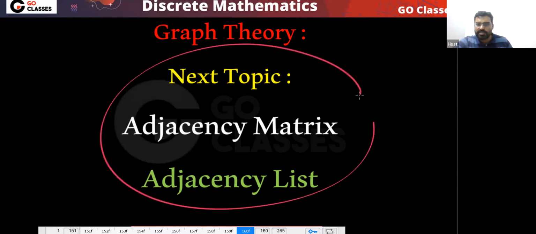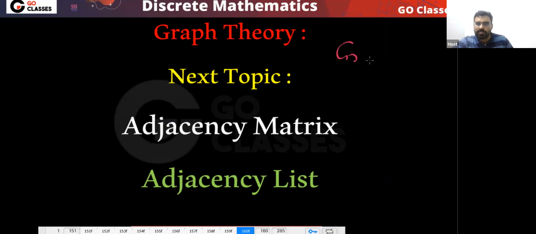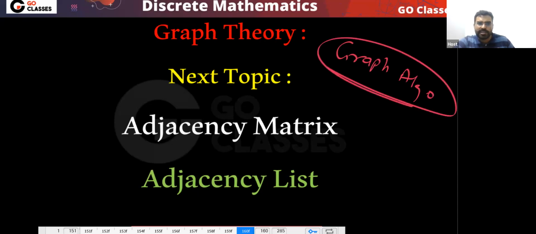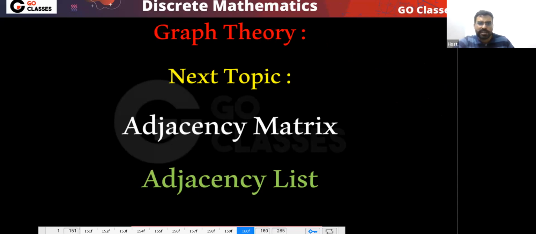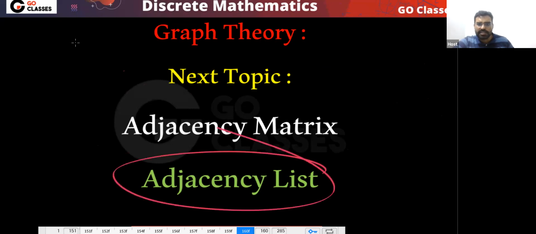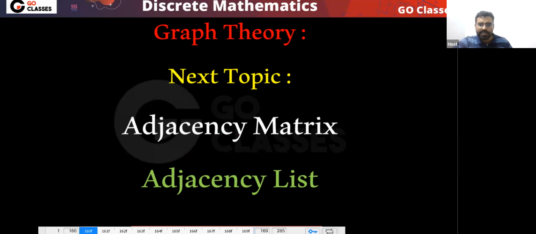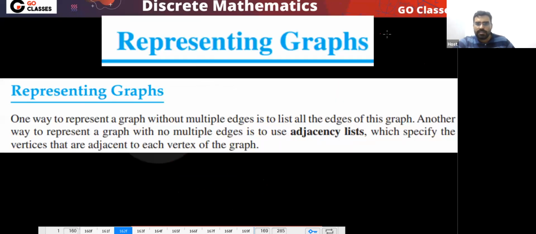In algorithms and data structures, when you study graph algorithms like minimum spanning tree, Dijkstra algorithm, shortest path algorithm, it will come there. Don't worry. So what is this adjacency matrix and what is this adjacency list? These are representations of a graph in a computer. In a computer, how to represent a graph?